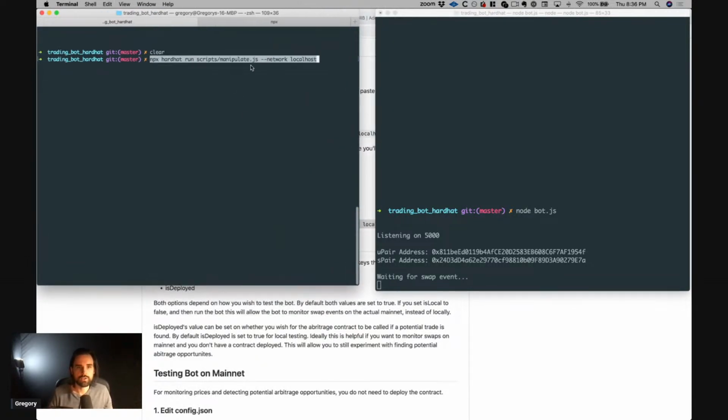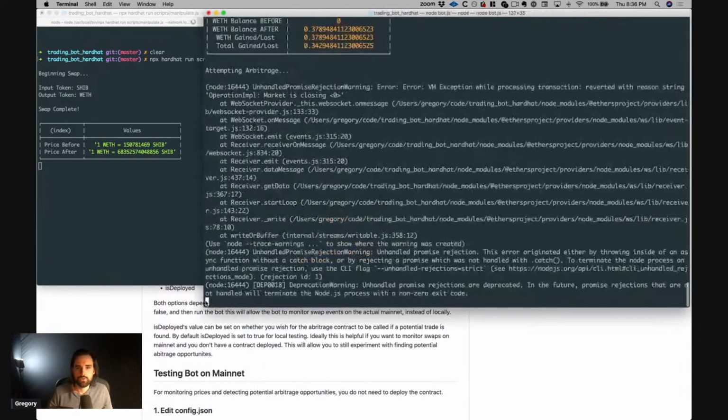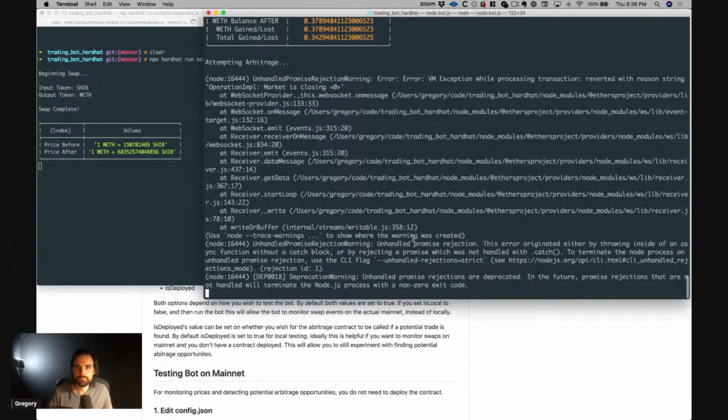npx hardhat run scripts/manipulate-price --network localhost. Here's the bot running. Let's watch it happen. All right, beginning swap. Attempting arbitrage. Uh-oh. Revert without a reason string. Hold on, let's try it again.